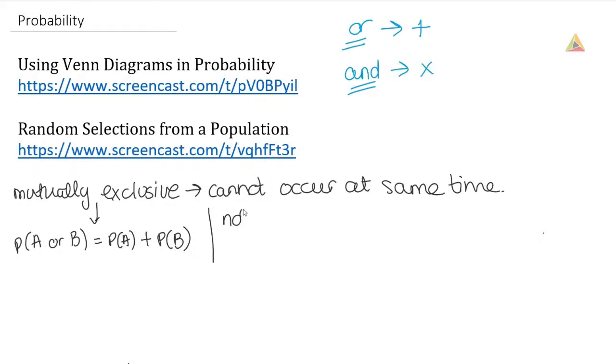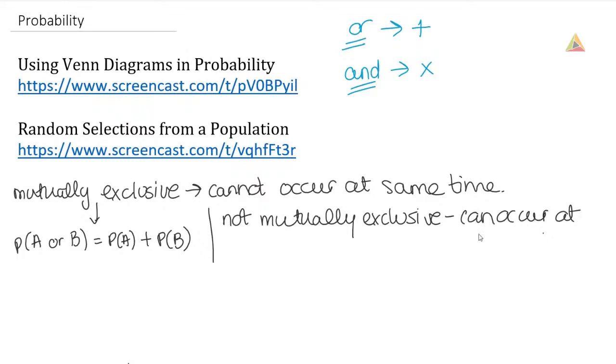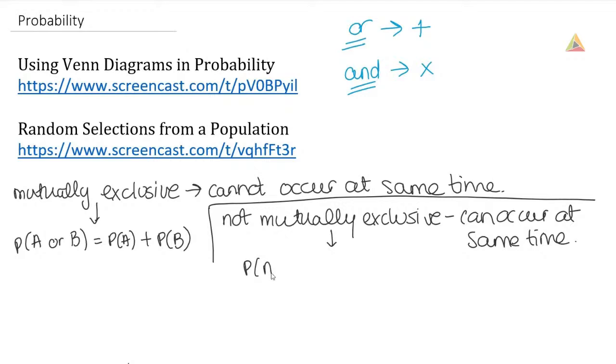But if they're not mutually exclusive, so now suddenly they can occur at the same time. So this is our example. Like we said, we could pick a card that is both red and is a queen. So then this means they can occur at the same time. And if I want to work out the probability of getting something like a red card or a queen, and they can occur at the same time, then we need to take one other thing into account.